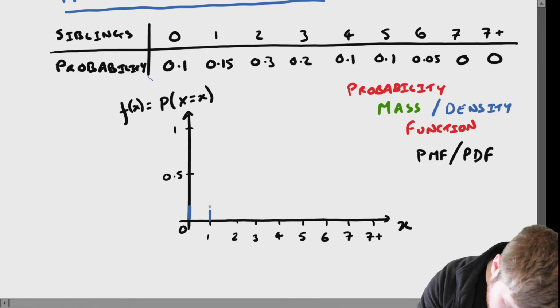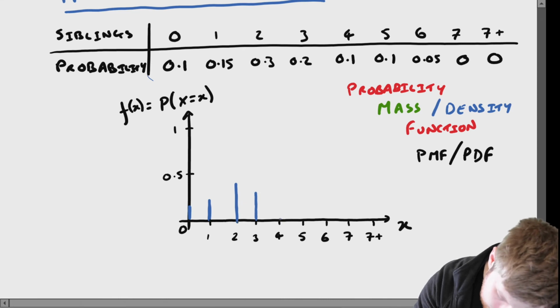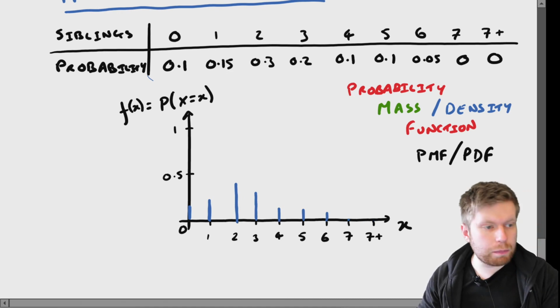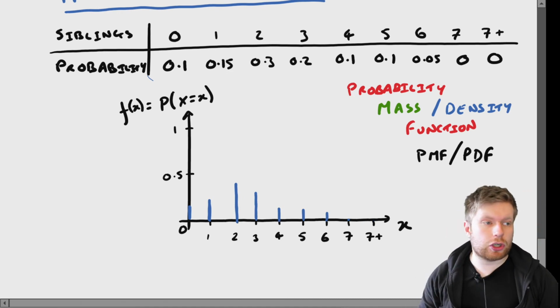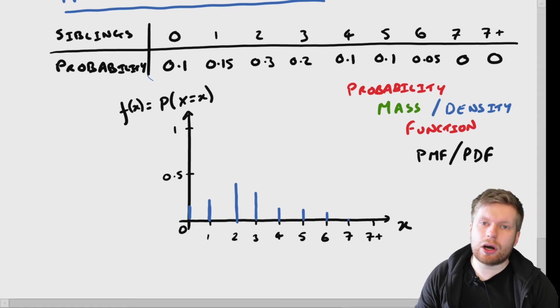Next one's going to be 0.15, so about there. The next one's going to be 0.3, so about there. Next one's going to be about 0.2, so about there. Next one's going to be 0.1 again, 0.1 again, then 0.05, and then the next are going to be 0 and 0. So this would be the probability mass function for the number of siblings in our data set.